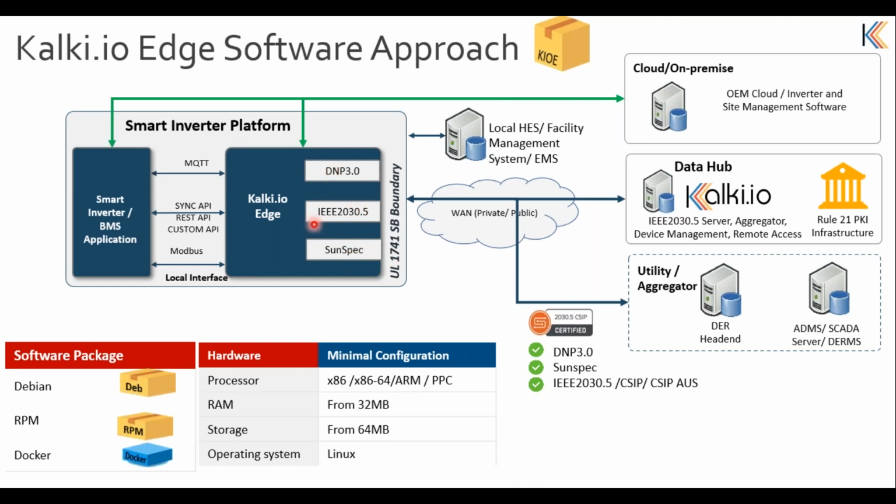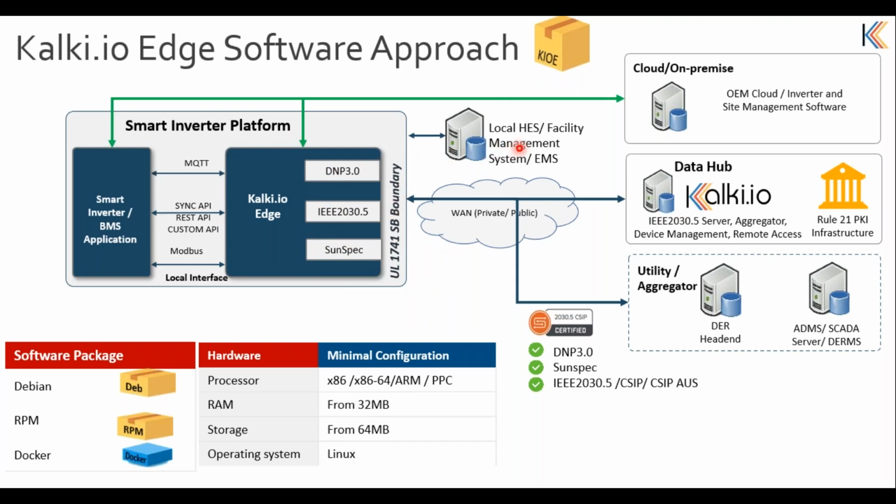So you can have the MP3 at 10.30.5, SunSpec, all the protocols available in your device. In this case, the UL1741 SB boundary will be the inverter in that device or the smart inverter platform. Once we have this, you can achieve different use cases.